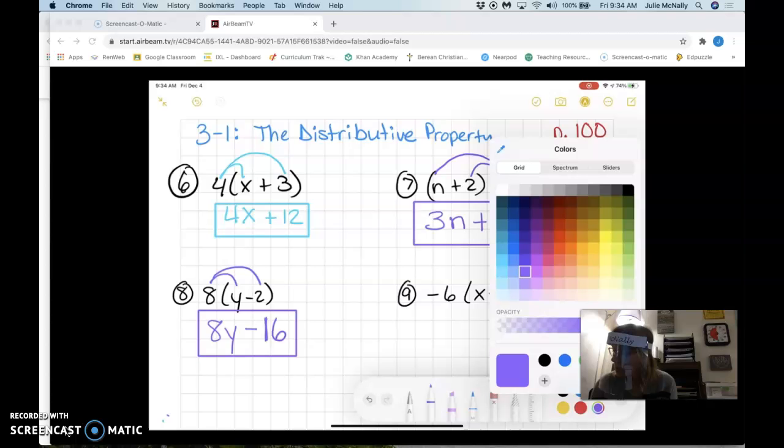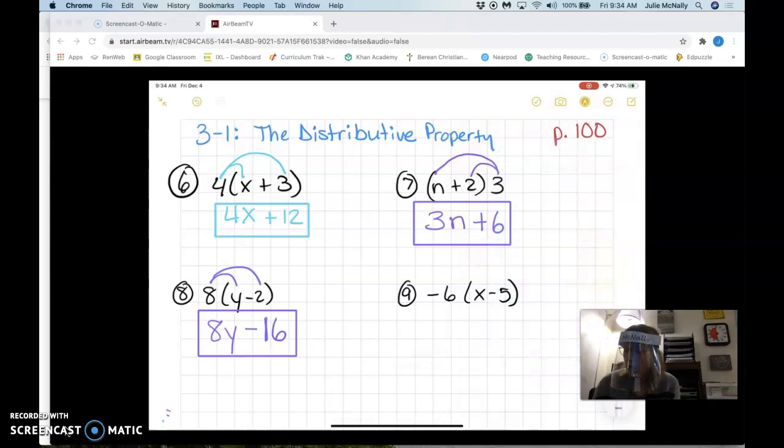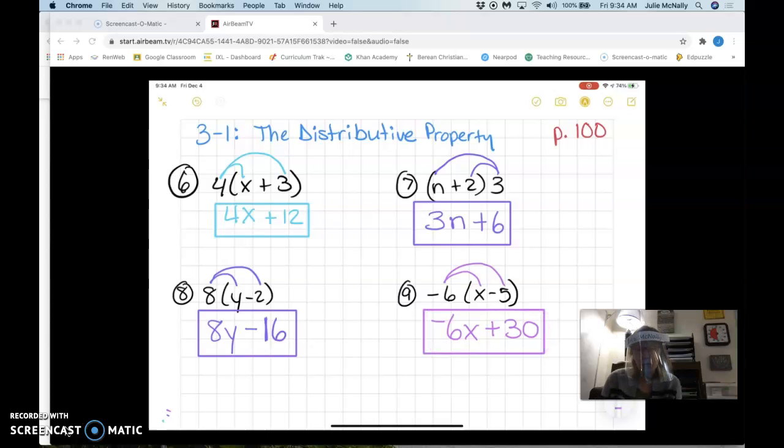And last one. Now this time we have to be extra careful because we have a negative on the outside of our parentheses. So when we multiply, it's going to change all our signs on the inside of the parentheses. So negative 6 times x equals what? Negative 6x. That's right. And negative 6 times negative 5. Positive. Yes. Excellent computation, Jeremiah. Okay. Copy these down and we'll be right back.